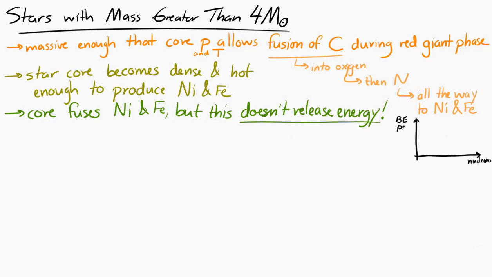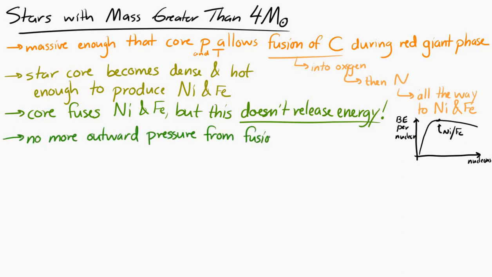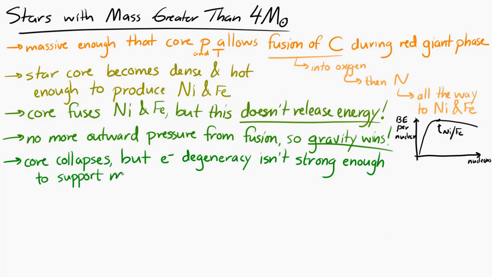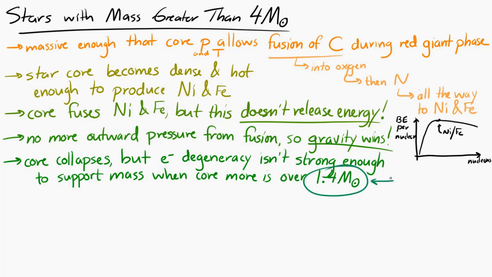If you fuse them, you don't release any more energy. So what happens is the core collapses at this point. There's no more outward force that's producing energy. There's no more fusion to create an outward force, so gravity wins. The core collapses, and the core is too massive in this situation for electron degeneracy to even support it, like it does in a white dwarf. Now, when the electron degeneracy is not able to support the star, that occurs when the core mass is over 1.4 solar masses. Now, 1.4 solar masses is called the Chandrasekhar limit. Above this mass, electron degeneracy cannot support the star.